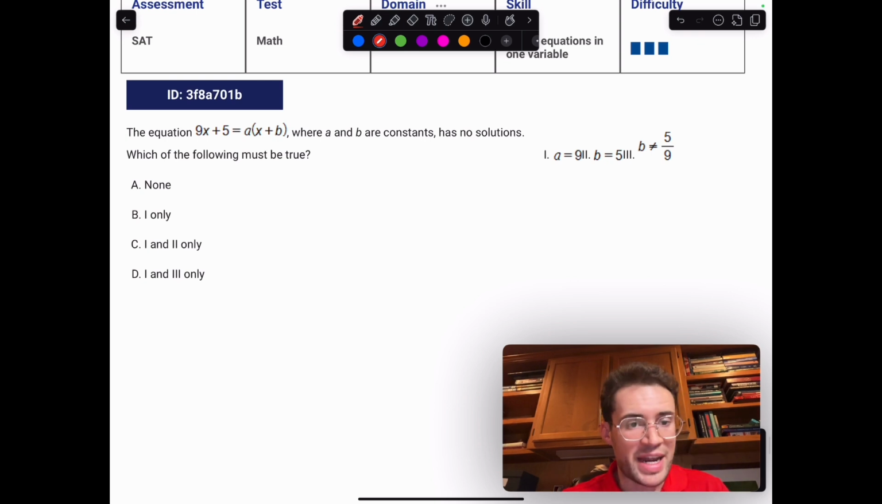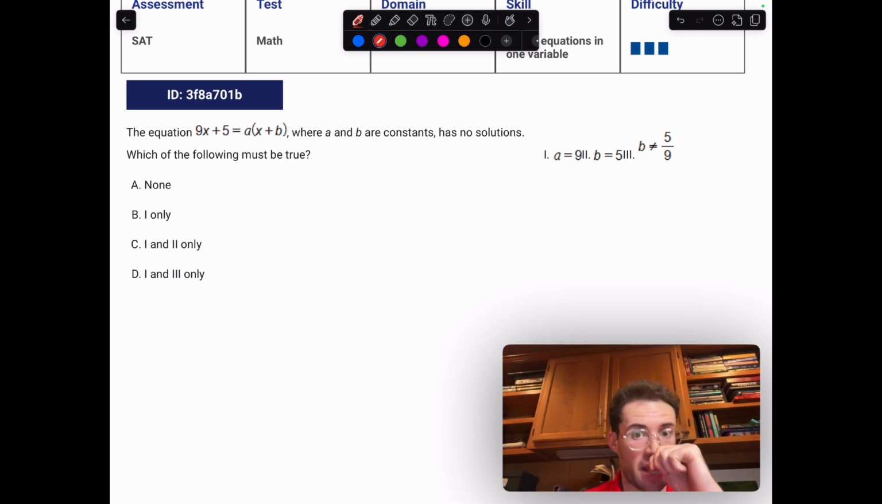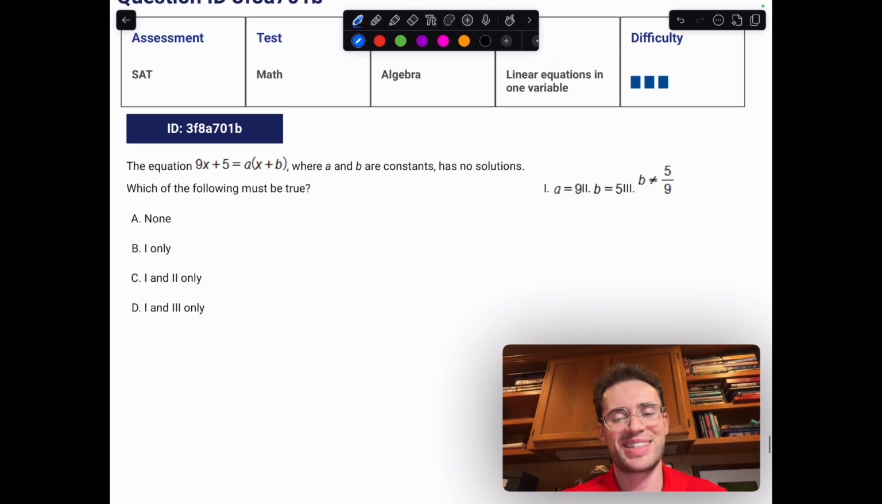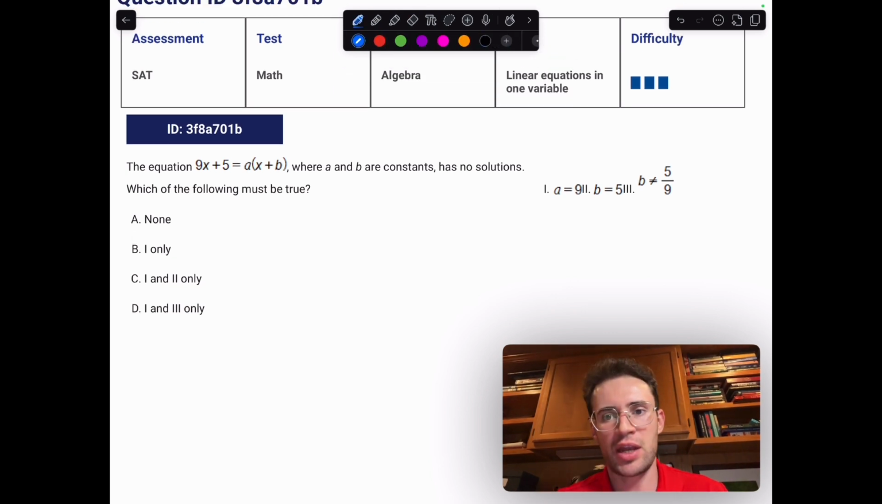Here we have the equation 9x plus 5 equals a times the quantity x plus b, where a and b are constants. These are tricky because I think in your head you think one variable equations are going to be really easy, there's only one letter in it. One variable doesn't mean there's one letter, because the letters can also represent constants here. Where a and b are constants and it has no solutions.